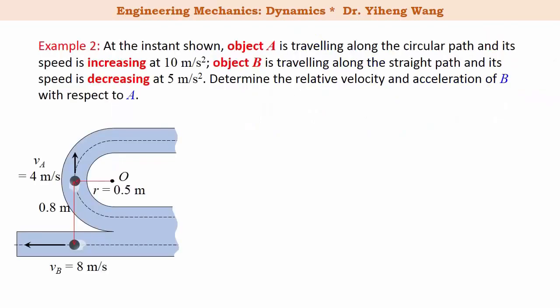Let's look at this example, which should look very familiar to you. Object A is traveling along the circular path and object B is traveling along a straight path. The information on their respective absolute velocities and acceleration is given, but this time we need to determine the relative velocity and acceleration of object B with respect to A. Since object A is traveling along the circular path, in this example, we are going to observe the motion of object B in a rotating reference frame.